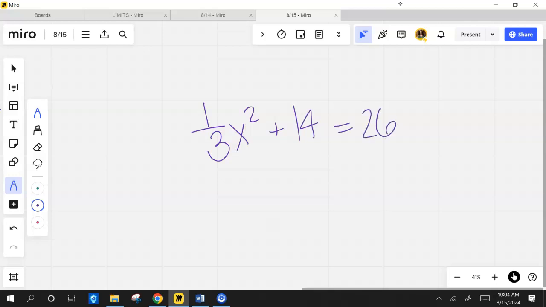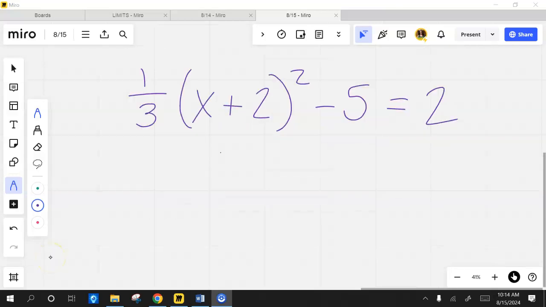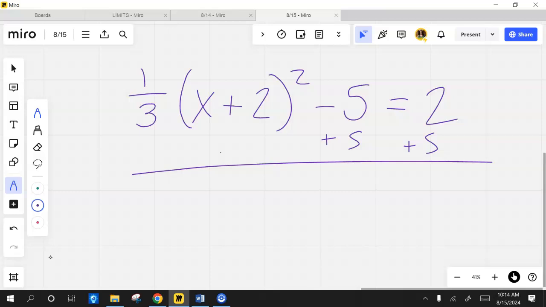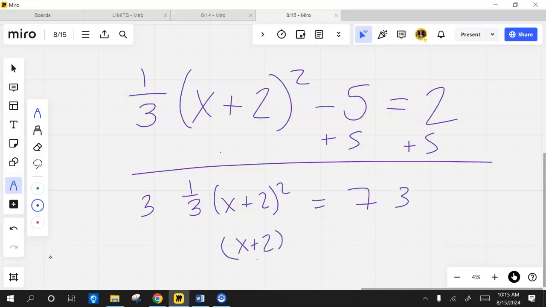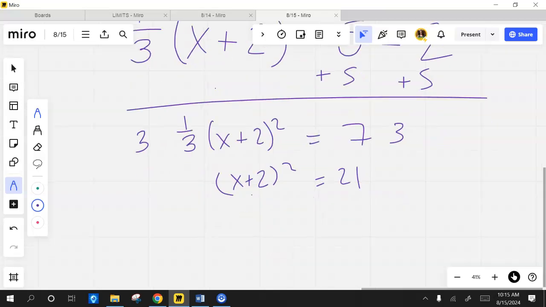Do this on your paper, quickly, quietly. I want you to do this one on your own. Everybody do it on your paper right now. Grayson. What's the first step? And then I multiply it by the reciprocal. That's exactly right, which is 3 on both sides. So I get x plus 2 squared equals 21.